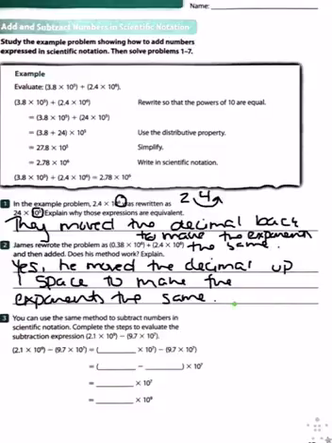Number 3, you can use the same method to subtract numbers in scientific notation. Complete the steps to evaluate the subtraction expression: 2.1 times 10 to the 9th minus 9.7 times 10 to the 7th. In this first part, I can see that they want my exponents to be a 7, so I have to move the decimal back 2 places. And I get 210. I'm going to subtract my numbers, 210 minus 9.7, and I get 200.3 times 10 to the 7th. I move the decimal up 2 places and get 2.003 times 10 to the 9th power.